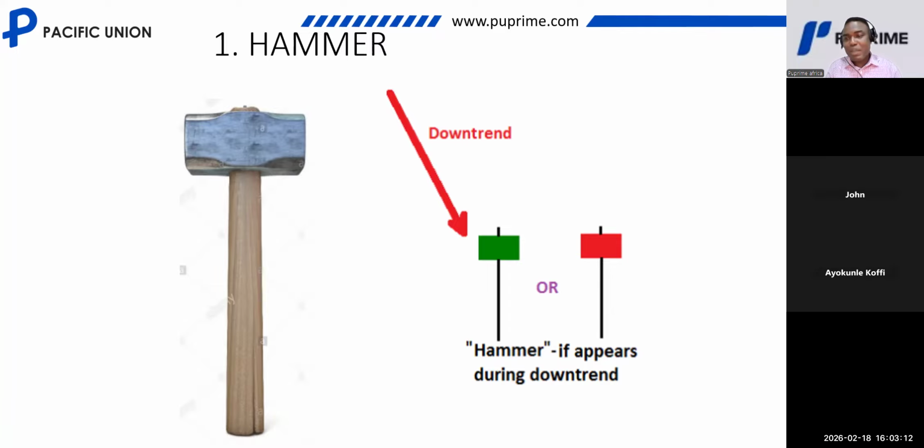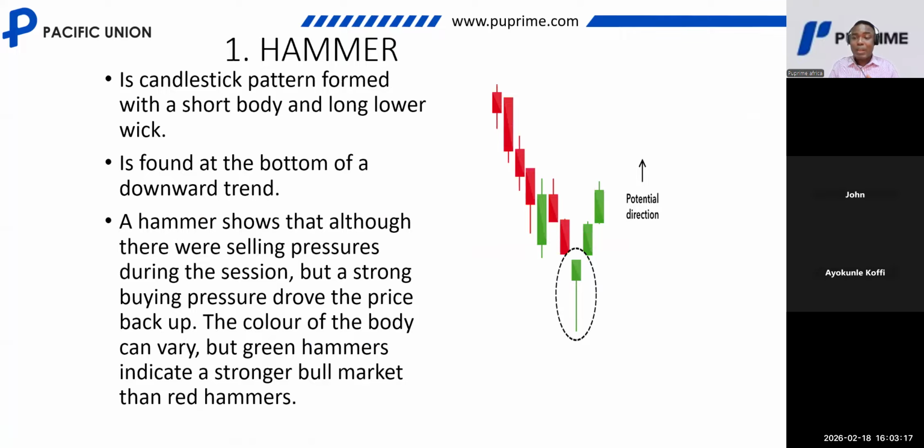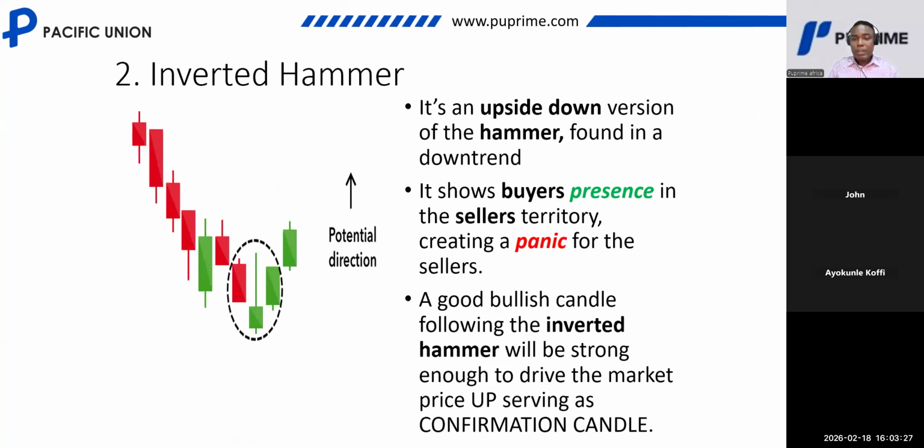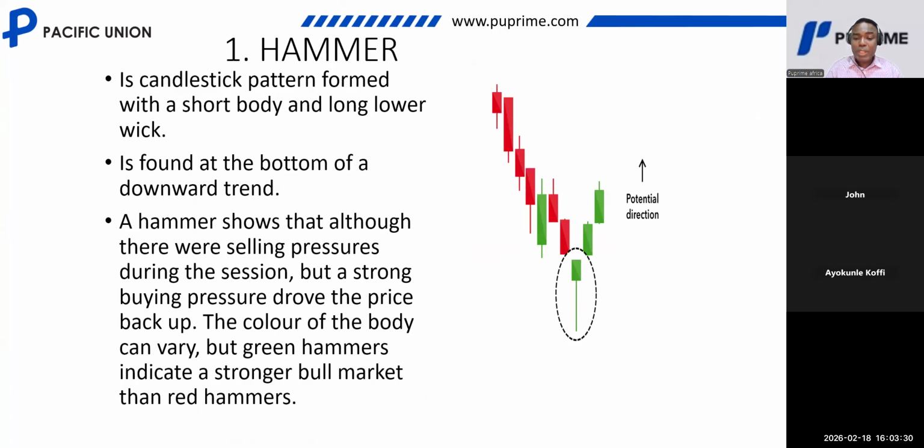So the first candlestick pattern we're looking at is called the hammer. We say that the hammer is found at the bottom of a downtrend and is made up of a candlestick with a long lower shadow and small body. We also require a confirmation candle after discovering the hammer candlestick pattern.